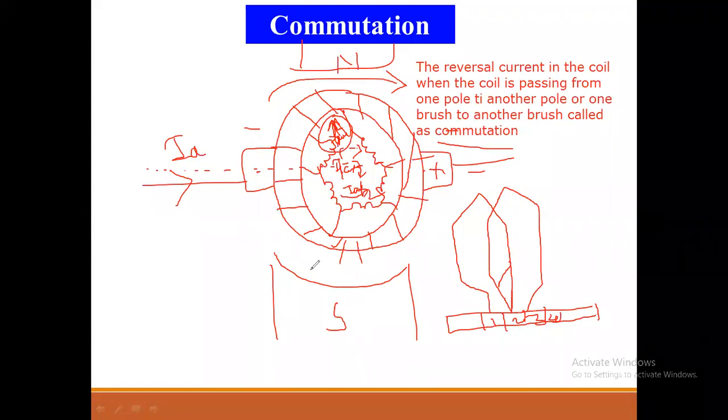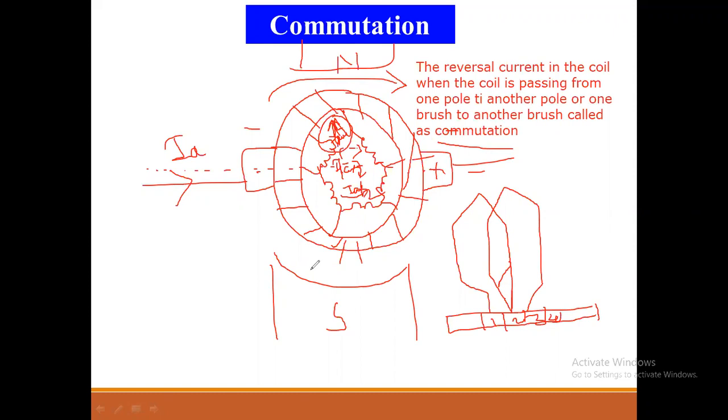Yes, sir. Okay, that means the current generated in the coil, that is the EMF induced in the coil, is an alternating quantity. This alternating current can be converted into unidirectional current. So this process is nothing but commutation, and unidirectional current is nothing but DC. So we are converting an alternating quantity into a direct quantity. Okay, getting it? Yes, sir.